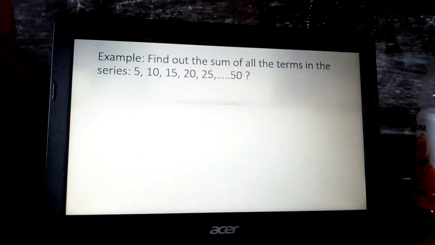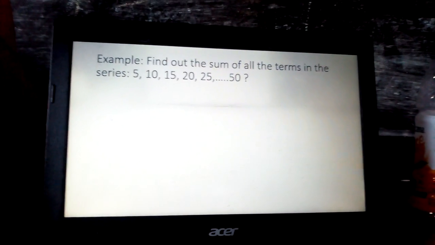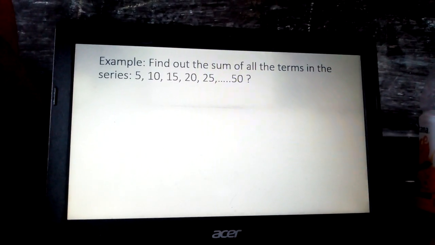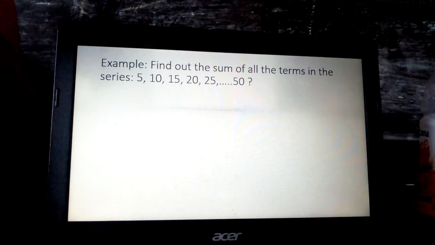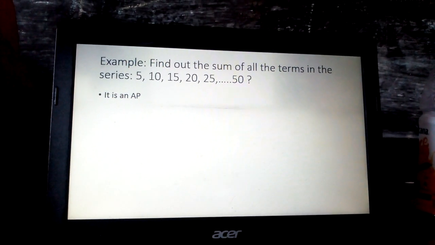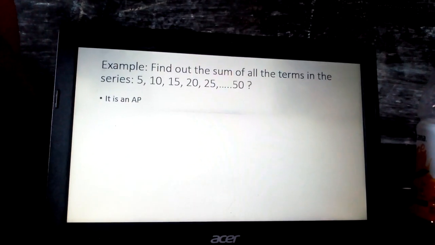Why is this different? You don't have to find out the nth term. You have to find out the sum of all the terms. But do you know how many terms there would be? You know that the first term is 5, the second term is 10, then the third term is 15, then we have 20, 25. The difference is the same throughout, 5. So we know that it is an AP.